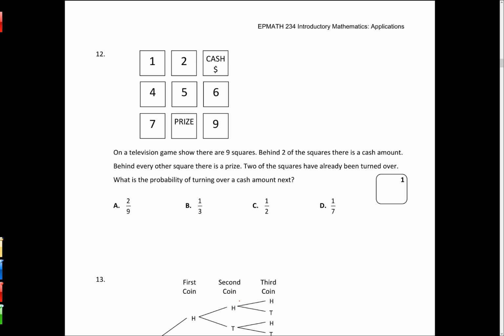12. On a television game show, there are 9 squares shown. Behind 2 of the squares, there is a cash amount. Behind every other square, there is a prize. 2 of the squares have already been turned over. What's the probability of getting a cash amount next? Well, there's only 2 squares that have a cash amount. So here's one of them already gone. There's only 1 square left with a cash amount. That's already gone. That's already been revealed to be a prize. Every other one is a prize. So there's only 1 cash amount still unrevealed out of how many? 1, 2, 3, 4, 5, 6, 7. So there's 7 options left and only one of them has cash. So cash amount next is 1 in 7.